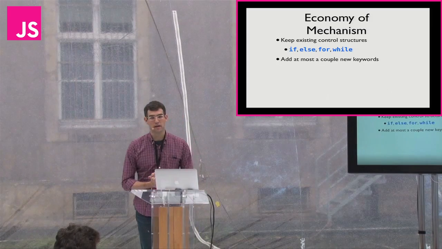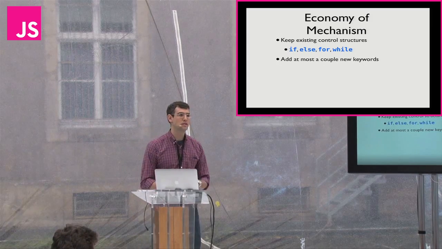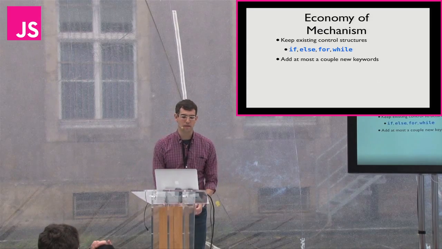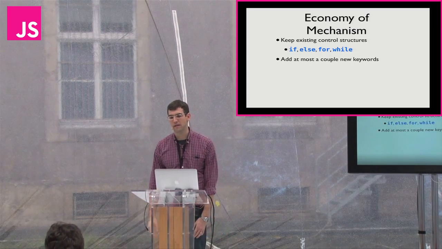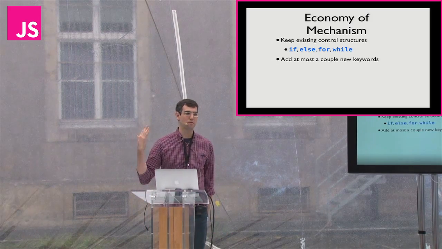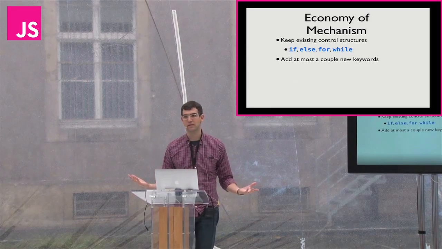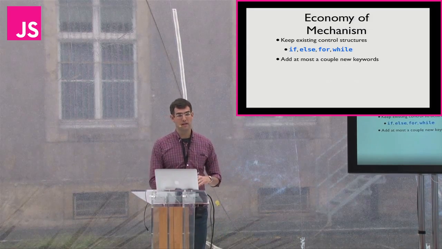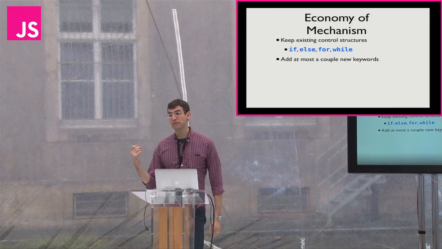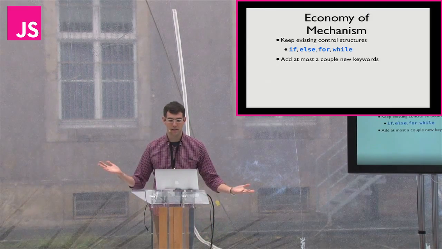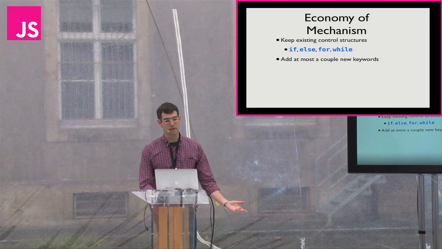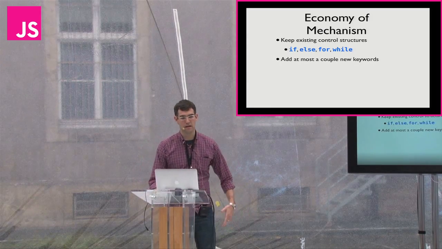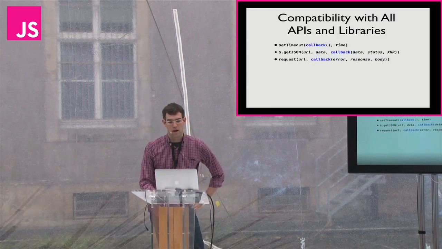So what do I mean by economy of mechanism? So if you look at JavaScript or if you look at IcedCoffeeScript, you already have these great tools. You have like if, else, and for, while, and you don't want to get rid of those. You don't want to like replace those with this new library that's trying to do what these things already do for you. So you want to keep those great mechanisms, and if possible, add as few new keywords as possible. So in this case, I say only a 2 at most. You don't want to make the language fat with all its features that sometimes you don't even need.